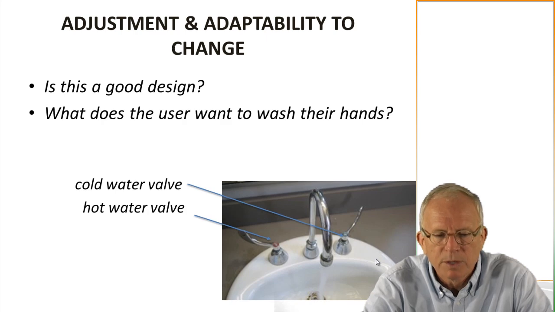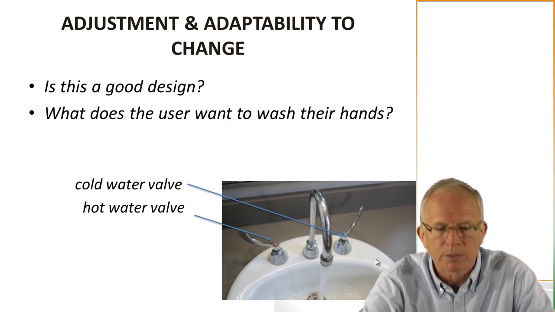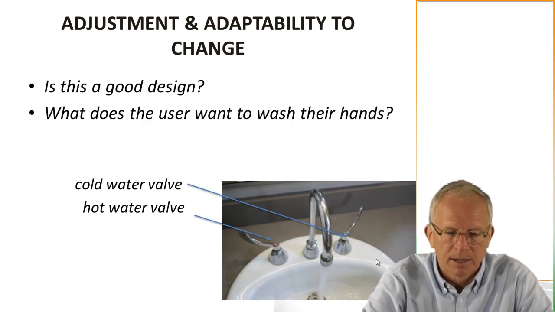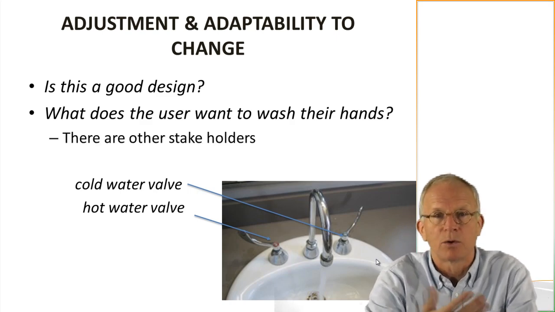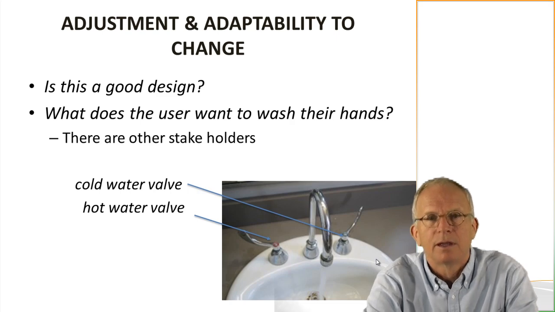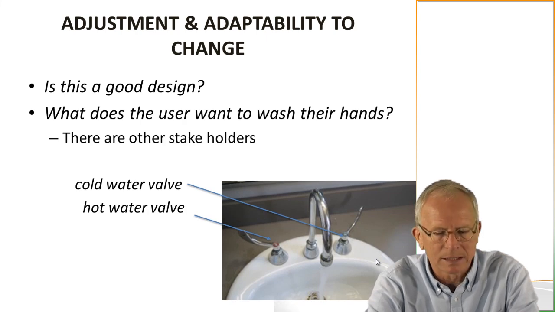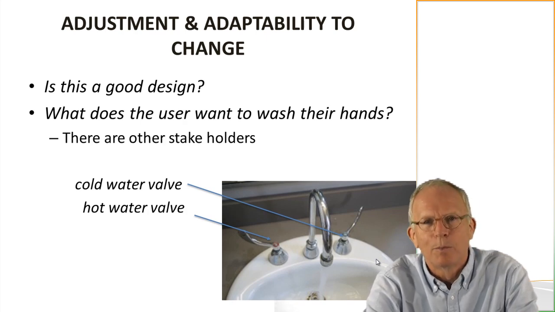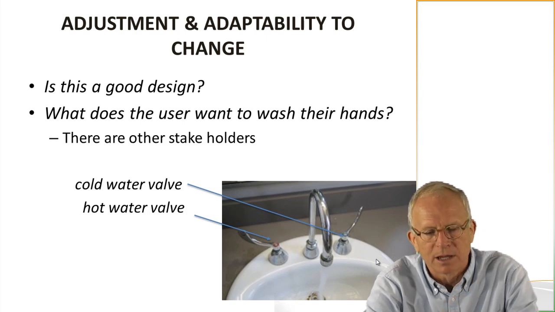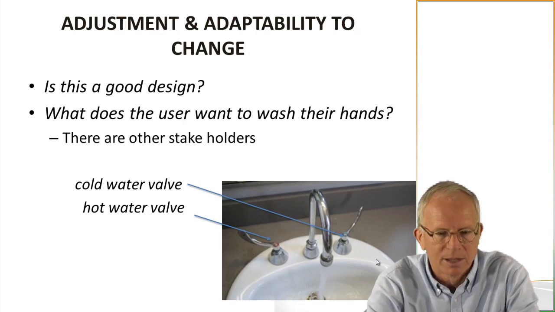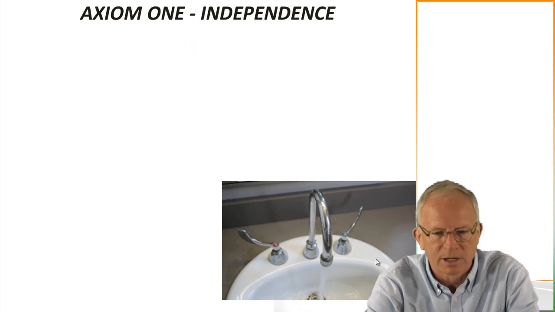Well, first we need to know, what does the user want to wash their hands? In other words, what is the customer need? Keep in mind there may be other stakeholders or other customers. Some designs in washrooms are based on making sure that nobody leaves the water running, but this one is going to be designed on the basis of the needs of the person washing their hands. So let's imagine that this is the customer.